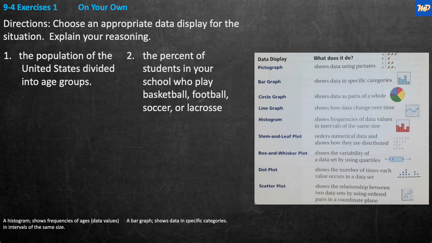So we have the histogram for the population, and for the percent of students who play baseball, football, lacrosse, that one's probably going to be like a bar graph. And a bar graph shows data in specific categories. So football players, 300. Basketball players, 210. Soccer players, whatever the numbers are, I'm just making these up. But that's kind of the categories and the quantities. So a bar graph shows data in specific categories, and these are specific. Soccer is specific. Lacrosse is specific. Okay?